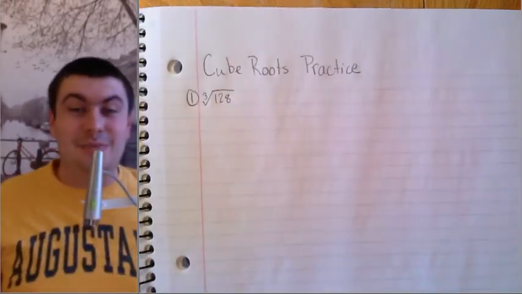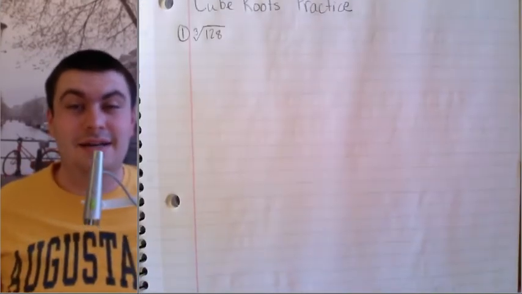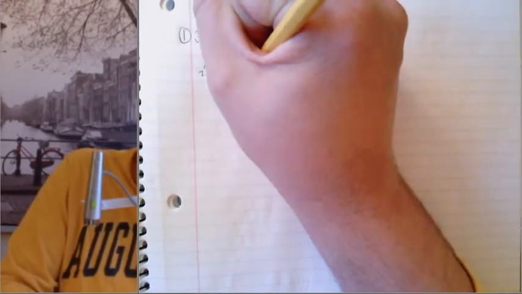Now, on our cube roots practice worksheet found on the website, we start with the cube root of 128. So let's see, 128 we can say is 4 and 32. 4 is 2 and 2. 32 we can say is 4 and 8. 4, that's another 2 and 2. 8, that's a 2 and 4 with another 2 and 2.